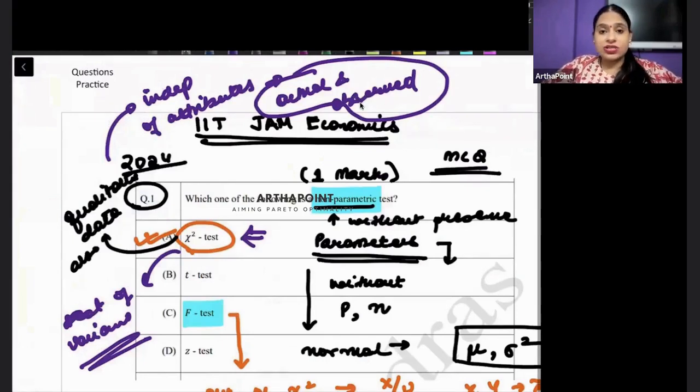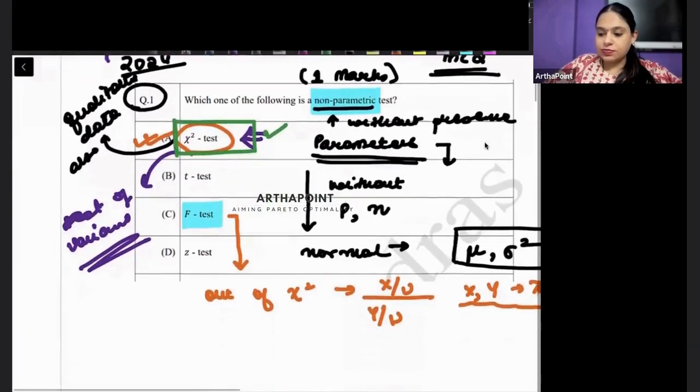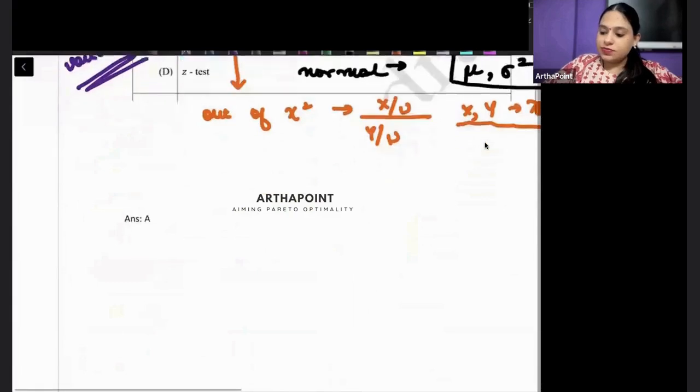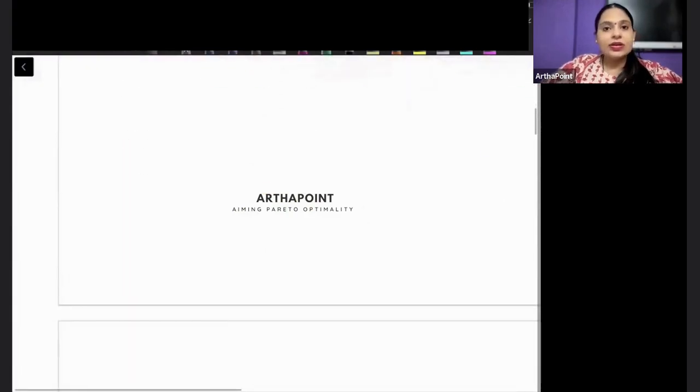ये बहुत important है समझना. It is the only test where no parameter is involved. So therefore, chi-square is in fact a non-parametric test. You're right. The correct answer to this question should be A. A is the correct answer. Good. Most of you have answered it correctly. Okay. Let's go on.